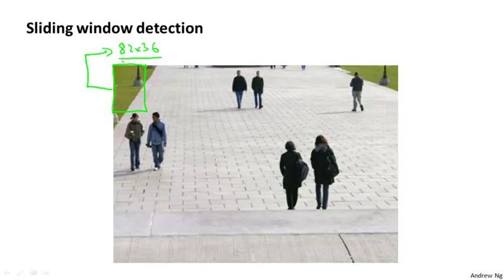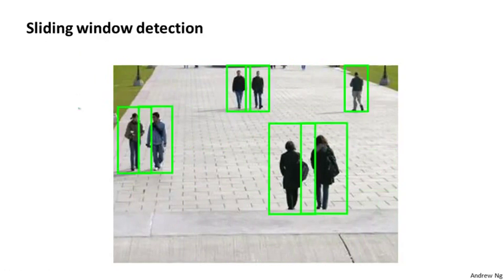in that patch. And finally, you could do this at even larger scales and run that sliding window to the end. And after this whole process, hopefully your algorithm will detect what are the pedestrians that appear in this image. So that's how you train a supervised learning classifier and then use a sliding windows detector in order to find pedestrians in an image.